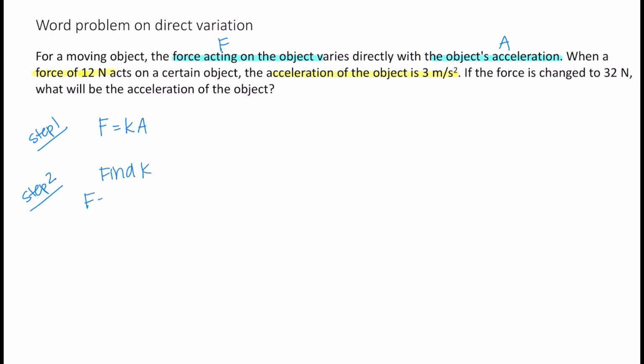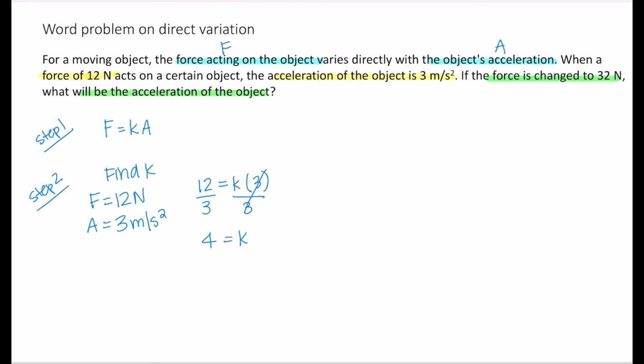I was given an F, a force of 12 newtons, and an acceleration of 3 meters per second squared. So F, 12, equals k, which I'm trying to find, times A, which is 3. All right, now I'll solve for k, divide by 3, and I have that k equals, those will cancel, and 12 divided by 3 is 4. Now for step 3, we can write our equation. F equals, and since k is 4, we know that F is 4 times A.